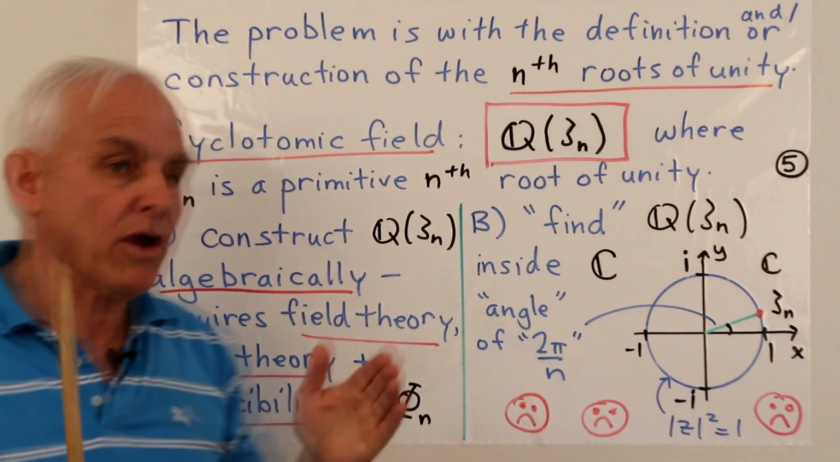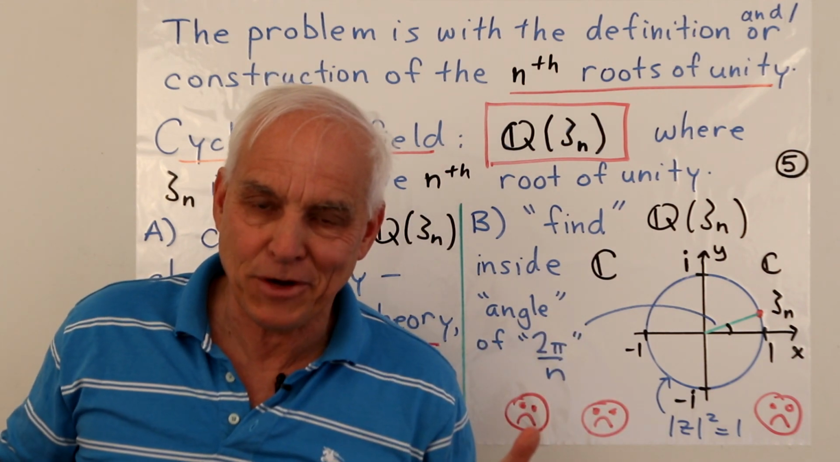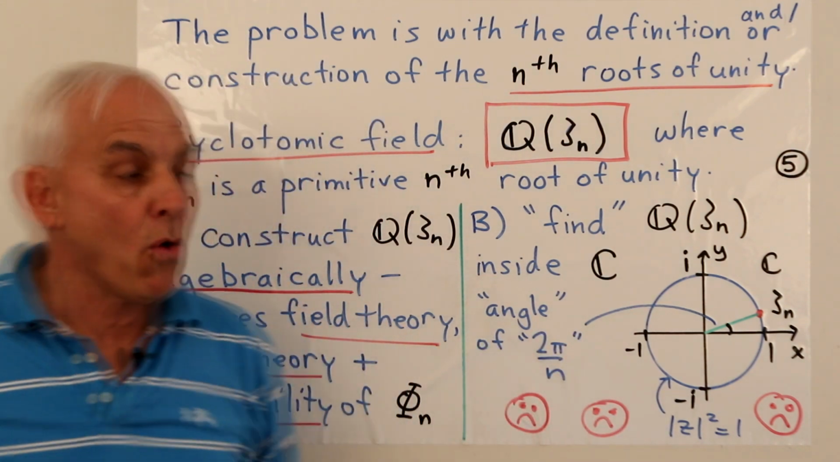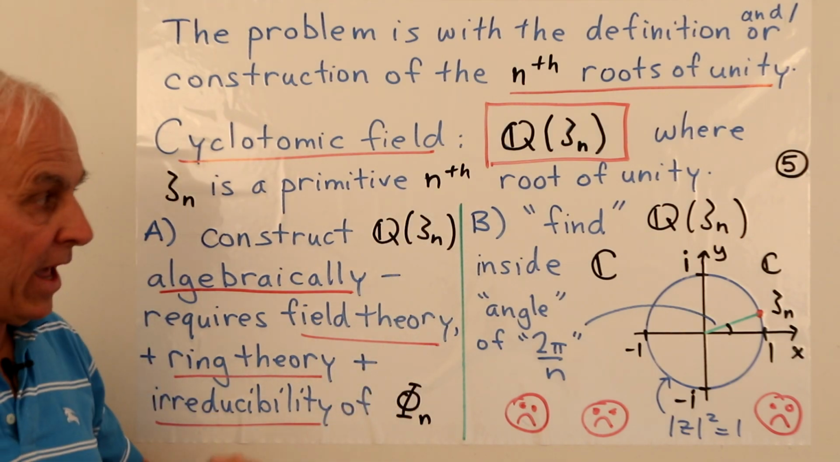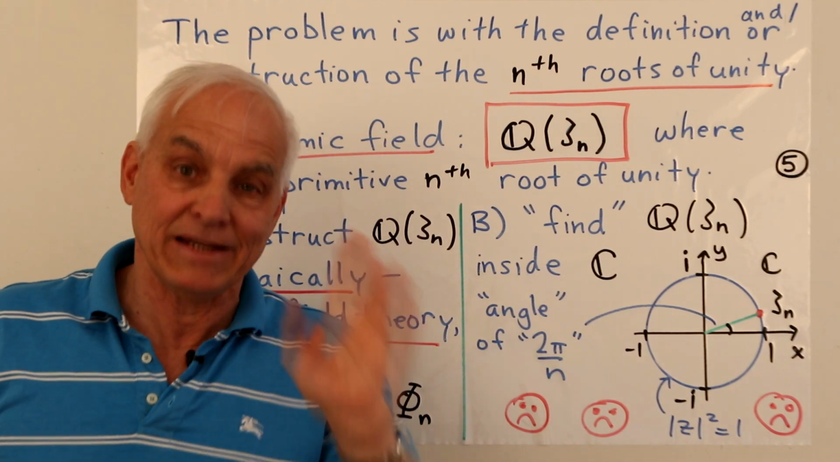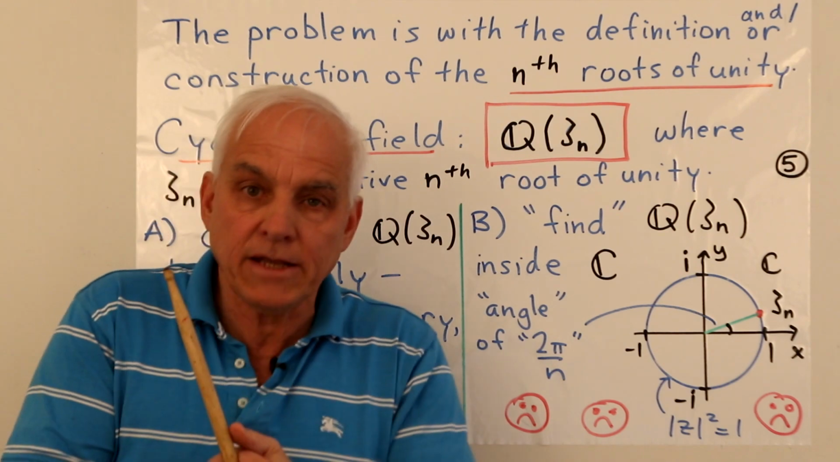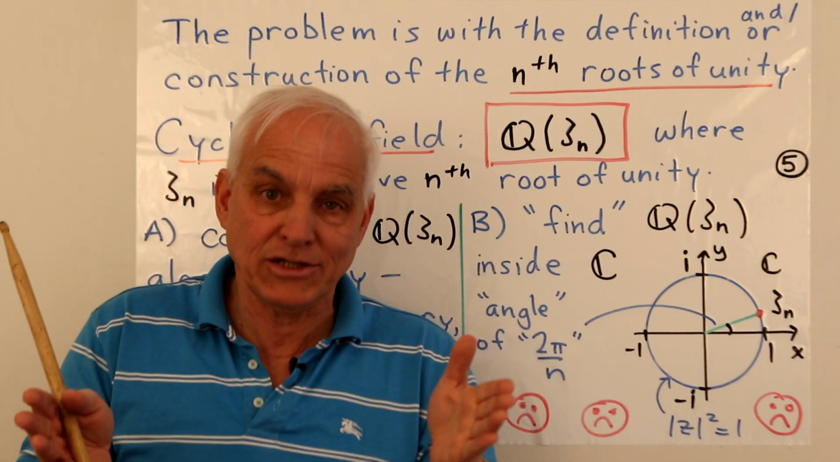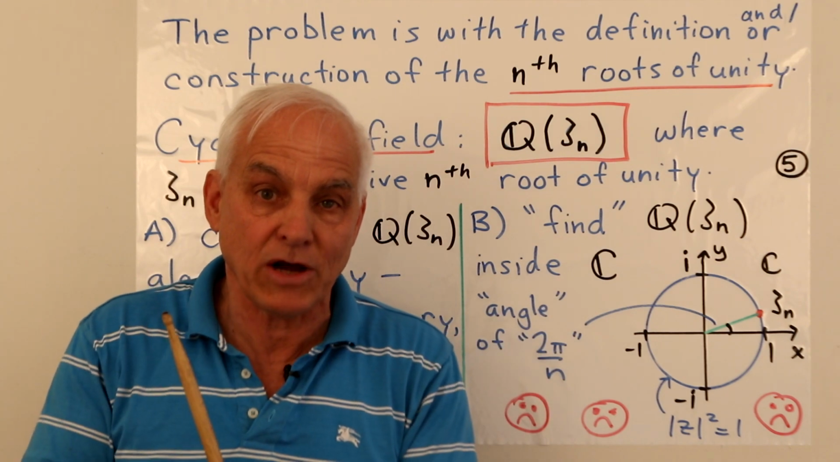But there are two very different ways of approaching it. One is purely algebraic, let's call it method A. And the other one is not algebraic at all, it's highly analytic, let's call it method B. And to understand the difference between these two approaches is key to understanding the entire structure here.